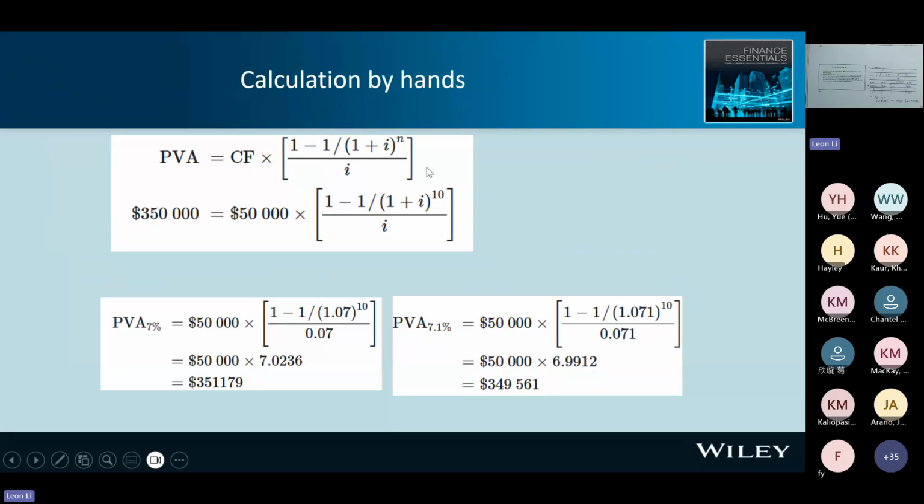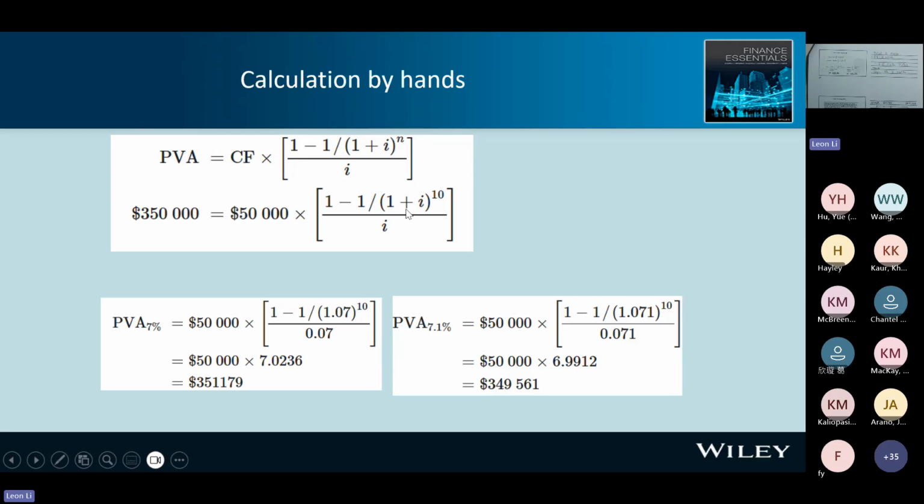So again, this is our annuity equation. PV, 350,000. Periodic payment, 50,000. Number of periods, 10. Now we want to find the I variable. You will see it's impossible to find the I variable directly if you do the calculation by hand. So we use the method of trial and error. Let me show you how we do that.